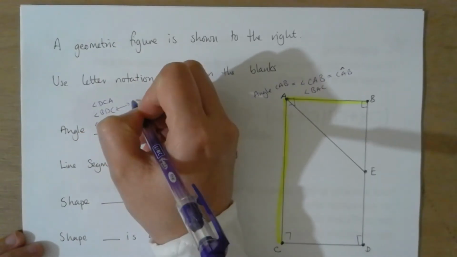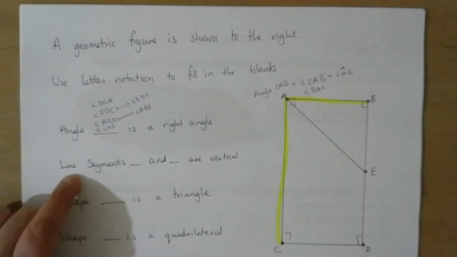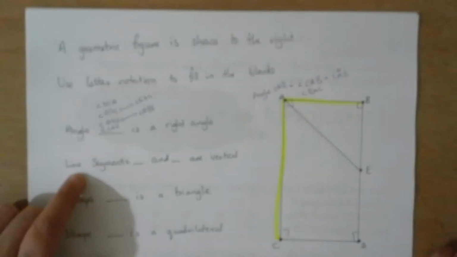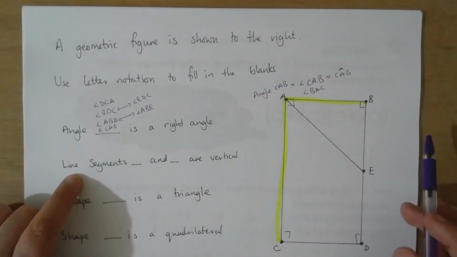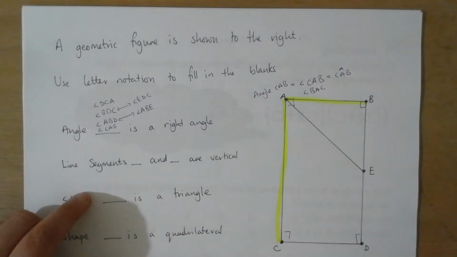So it would be EDC. Okay. Next one, line segments. Okay, so a line, everyone knows what a line is, it's just a straight line. But the thing is, technically a line is infinite, so it just keeps going on for eternity.